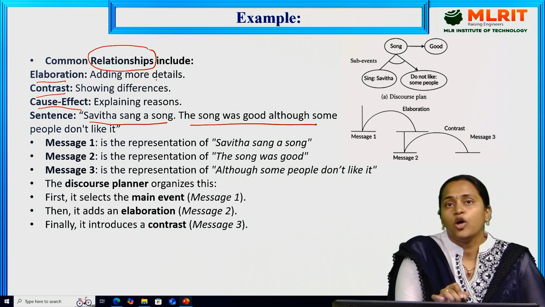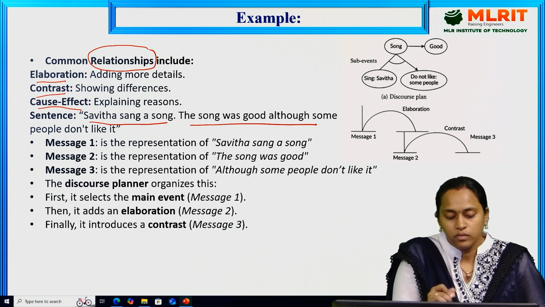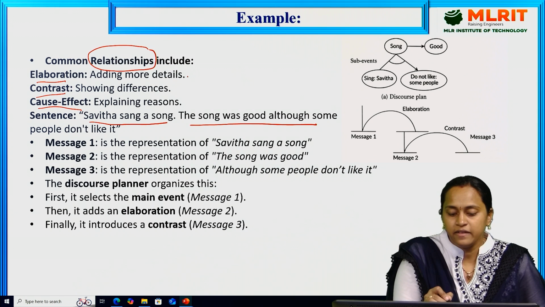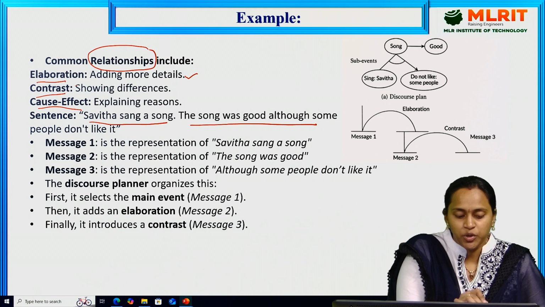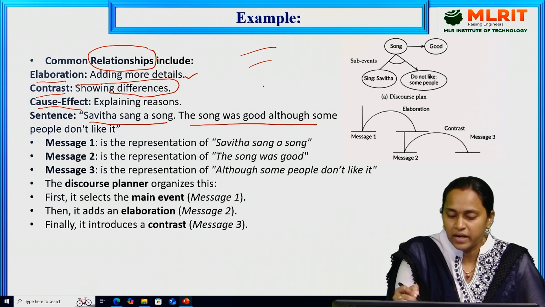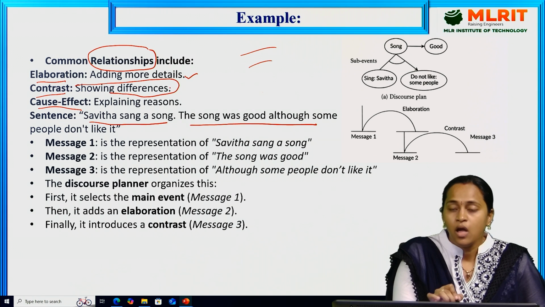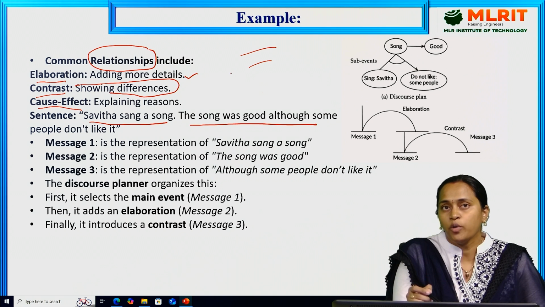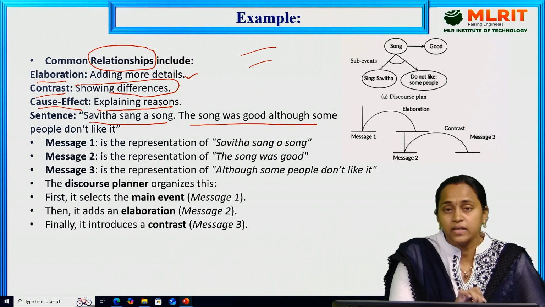That means elaboration means adding more about that relationship. We are adding to the discourse some more details and showing the differences. What is the difference between paragraph 1 and paragraph 2? That means there is a connectivity between paragraph 1 and paragraph 2, and cause effect means explaining the reasons. That means we are explaining with the real time. In documentation we have to explain the reasons also, right? So this is the cause effect, explain the reasons.